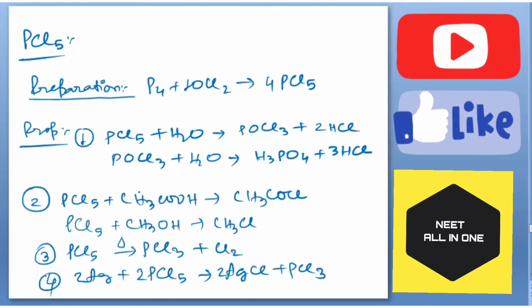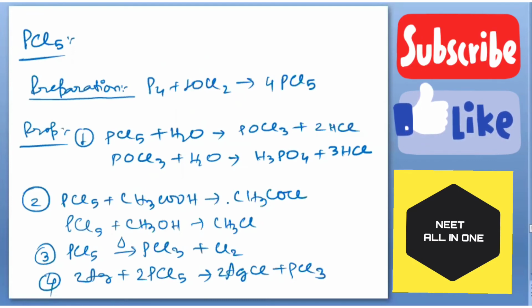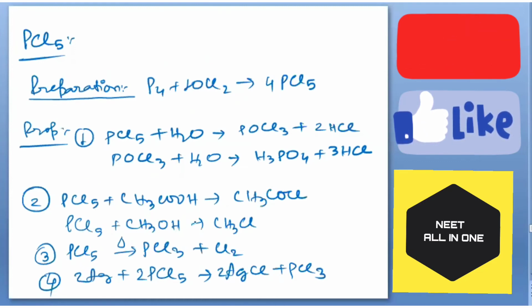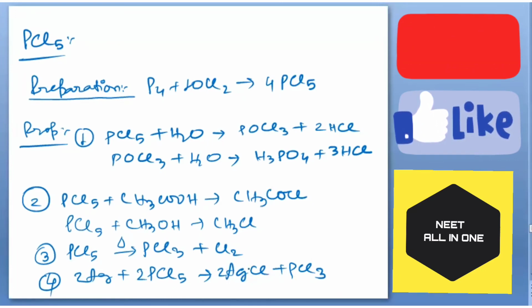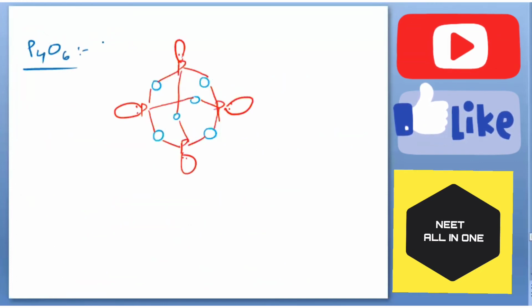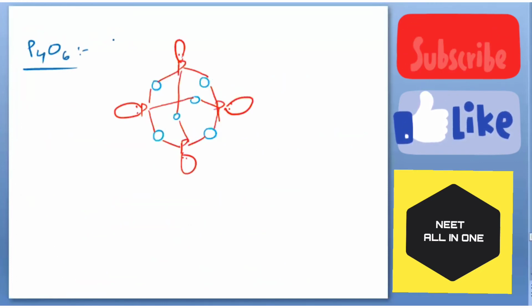Next is PCl5 plus CH3COOH gives us CH3COCl. Next is PCl5 plus CH3OH gives us CH3Cl. And when PCl5 is heated, it breaks into PCl3 and Cl2. Then if we react it with a metal, that is Ag, it gives us the metal chloride, that is AgCl. Okay.